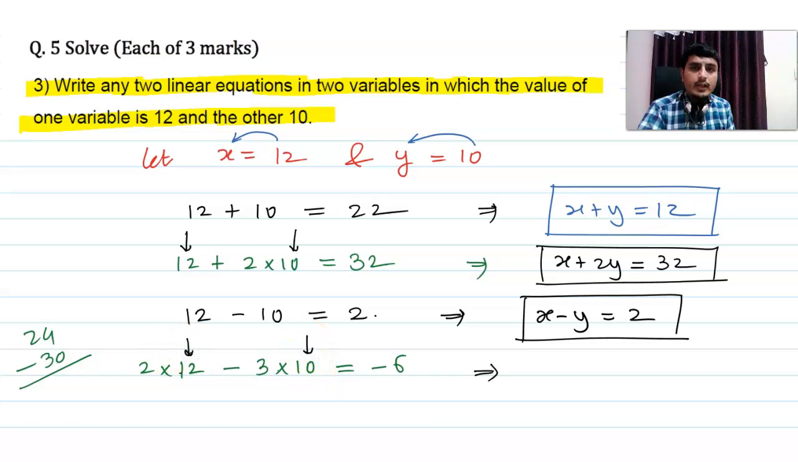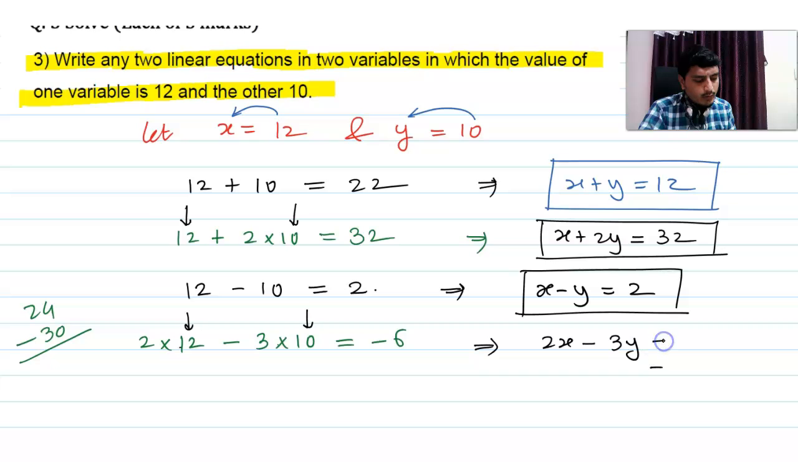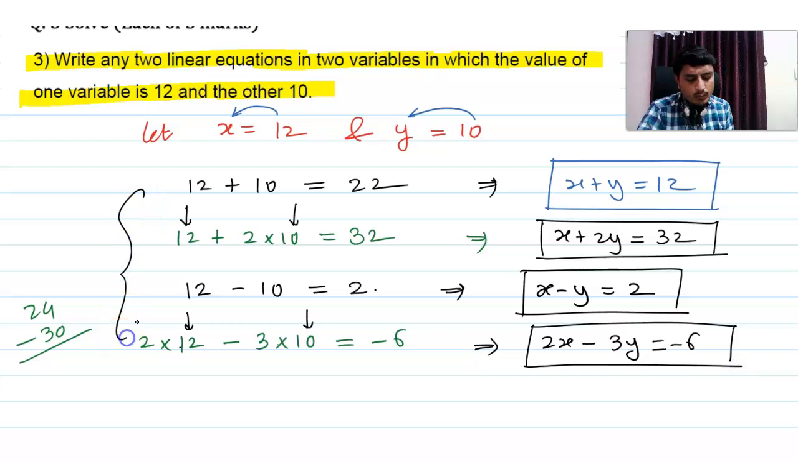We are getting a linear equation in two variables. Here the variables we are using are x and y. So we have 2x minus 3y equals minus 6. The number of equations we may form by using numerical equations is such that in the numerical equation we strictly have to use 12 and 10 as the numbers.